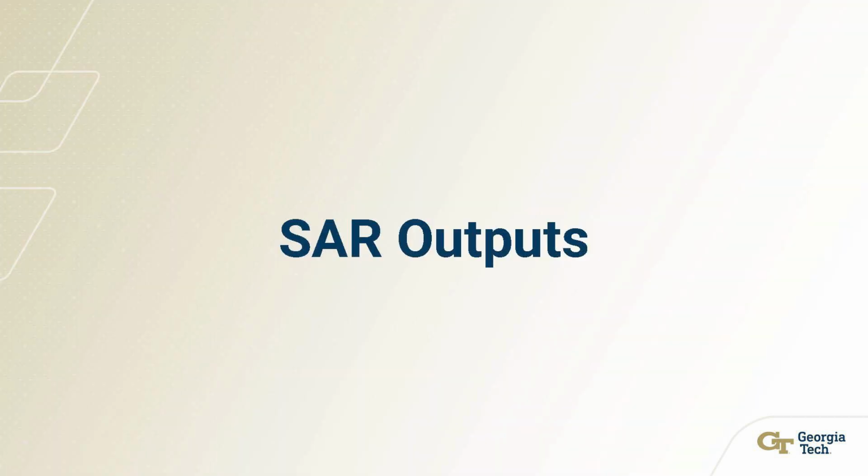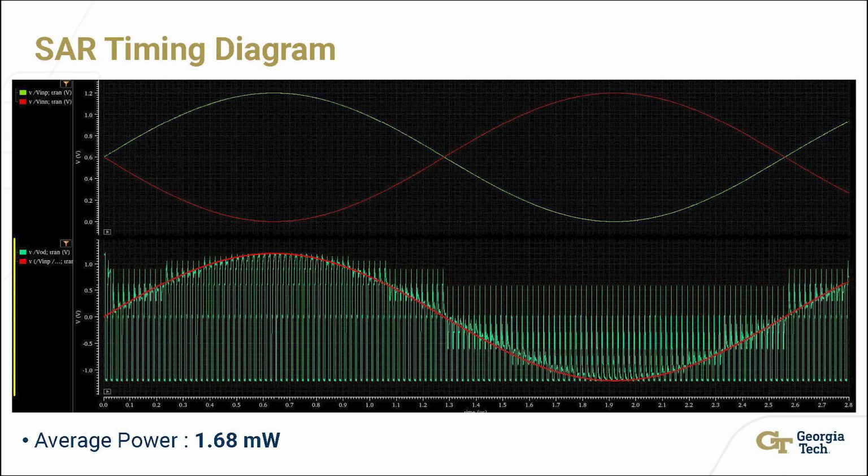Finally, after designing the switch, we again simulate the circuit, and the timing diagram now looks similar to before. We can see that the average power of the circuit is 1.68 milliwatt, which is slightly higher than the 1 milliwatt constraint, but at least now we have a good working circuit and we can later try to reduce the power.